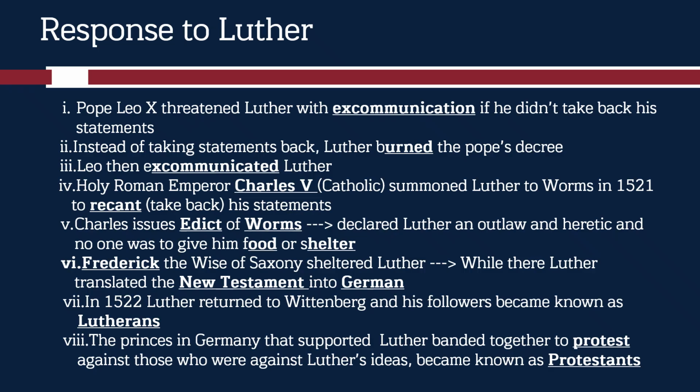In 1522, Luther is going to begin preaching and return to Wittenberg. His followers will become known as Lutherans. And the princes in Germany that support Luther are going to band together in protest against those that were standing with the church, those who were against Luther's ideas. And this is how we get the word Protestant.